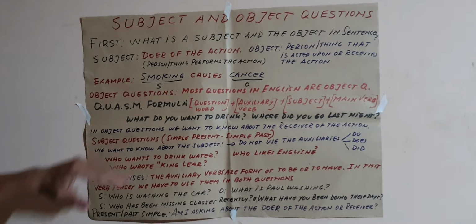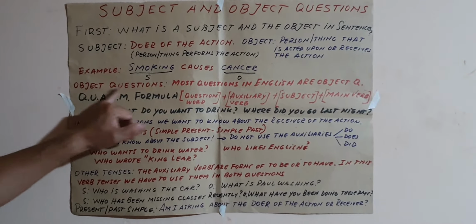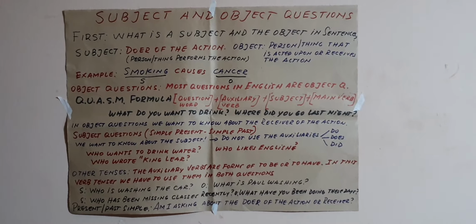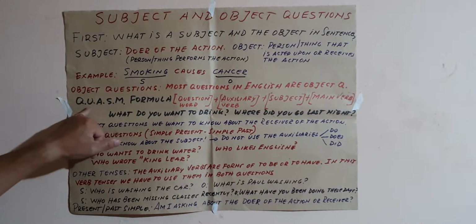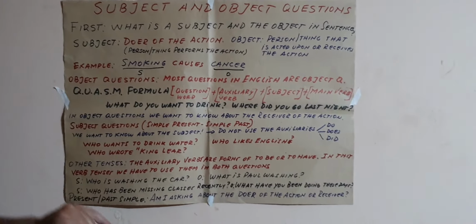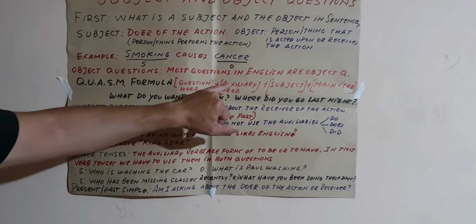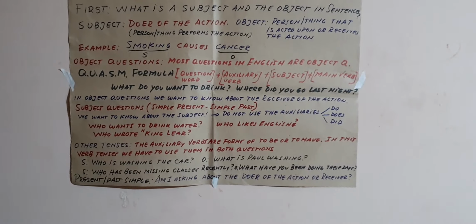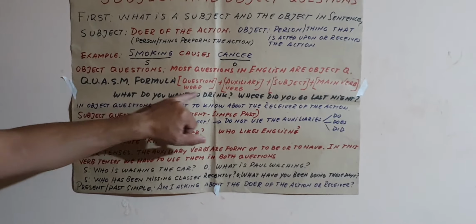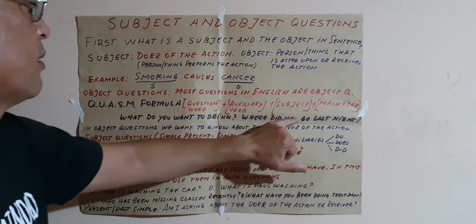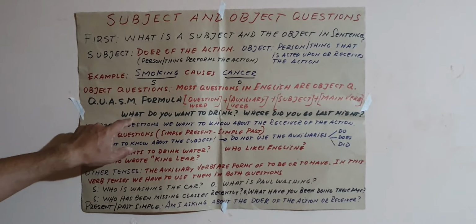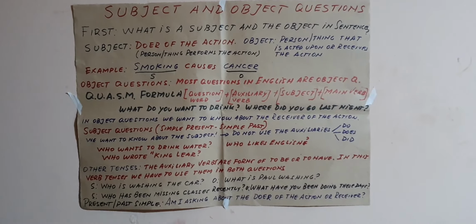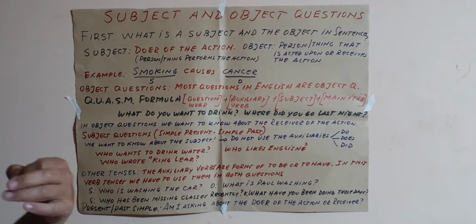There are different structures that we have to respect. In the object questions, so most questions in English are object questions, they follow this formula, the QUASM. What is this? Question word plus auxiliary verb plus subject plus main verb. For example, what do you want to drink? Or where did you go last night? We have the question word, the auxiliary, the subject, and the main verb, and then the complement. This is the structure of all object questions.